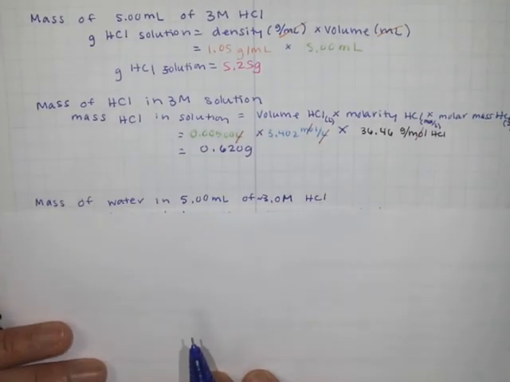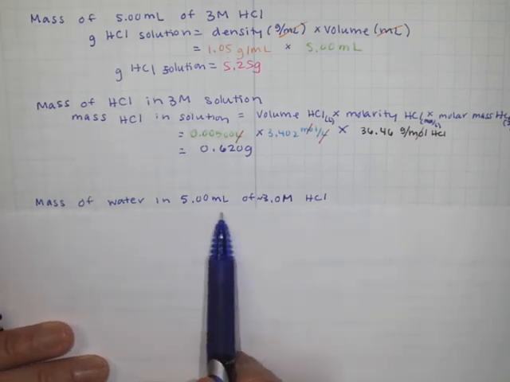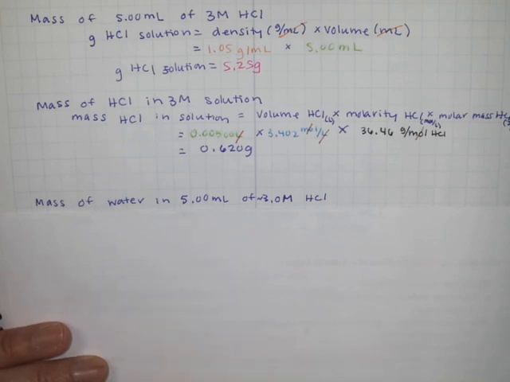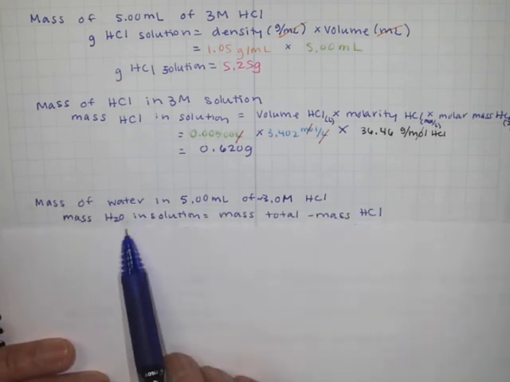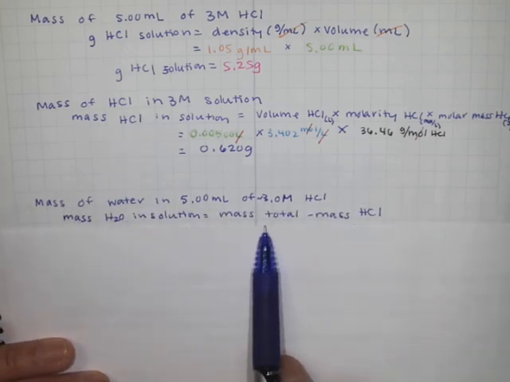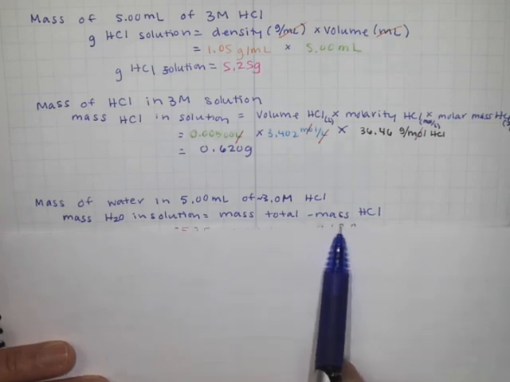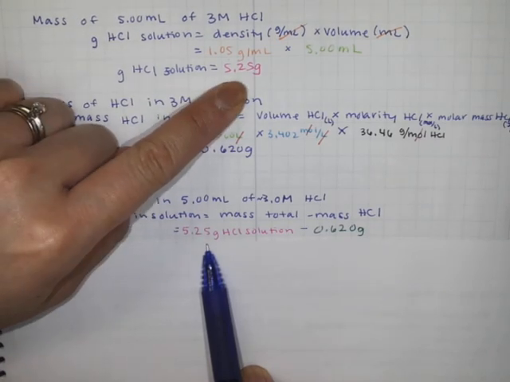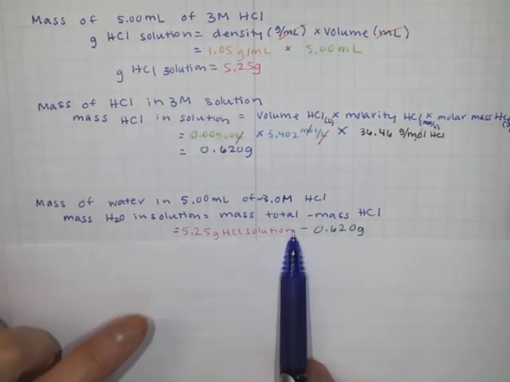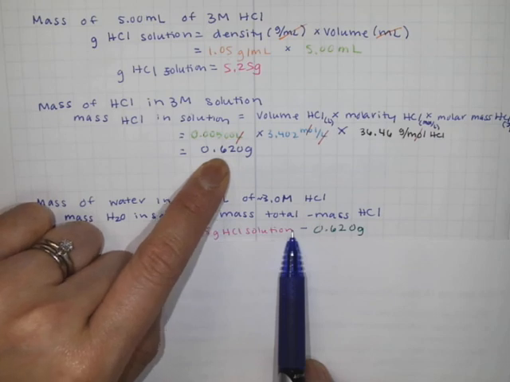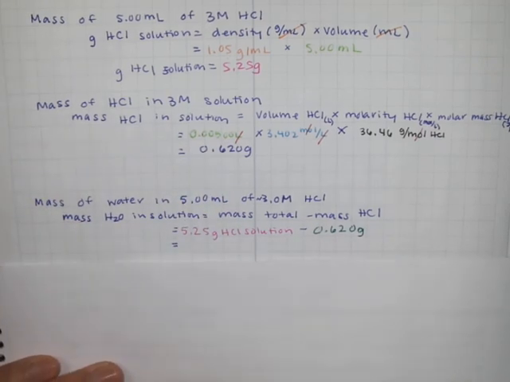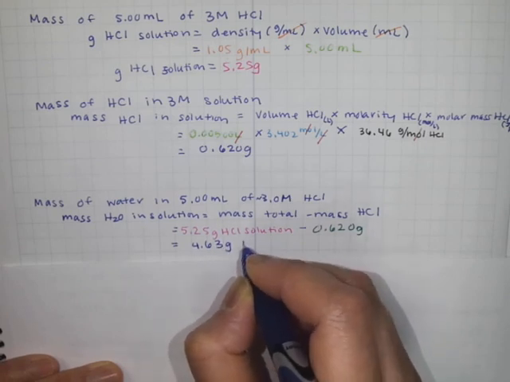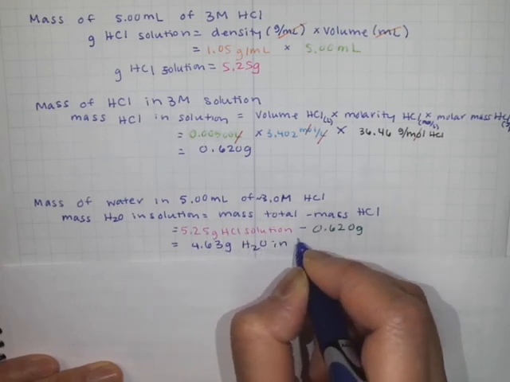Then you have to find the mass of water in the 5 mL of 3 molar HCl. The HCl has been diluted with water, so we want to find the mass of water in that. So the mass of water in solution equals the total mass minus the mass of HCl. So 5.25 grams, which is the solution mass you found here, minus the HCl mass, which you found right here, gives you 4.63 grams of H2O in HCl.